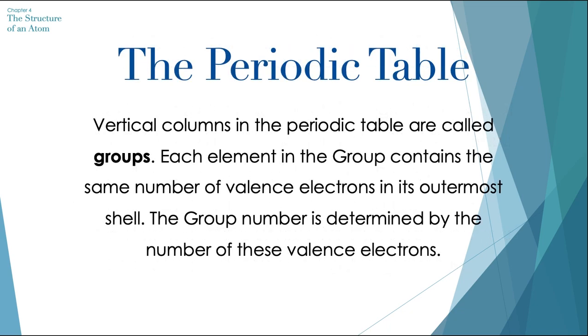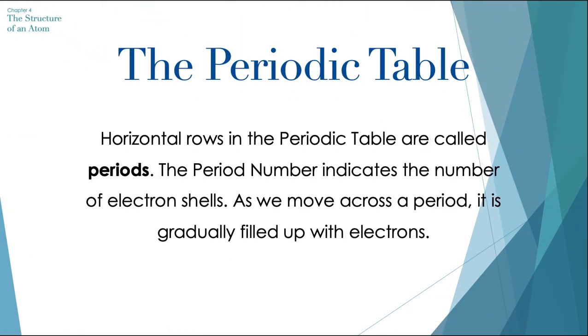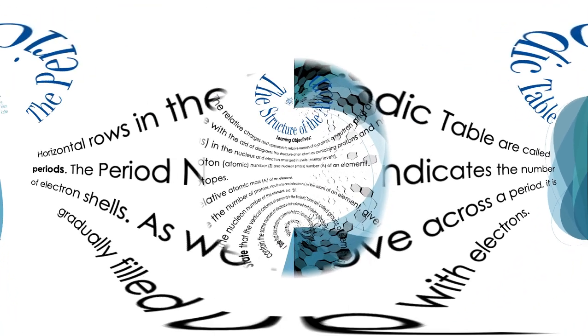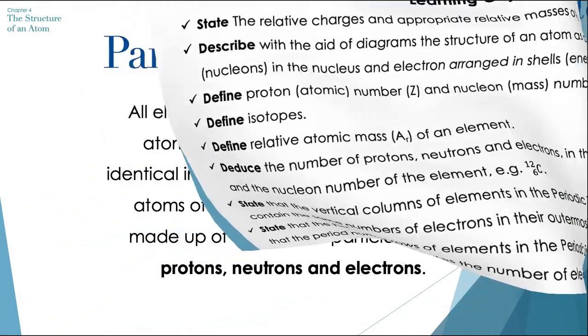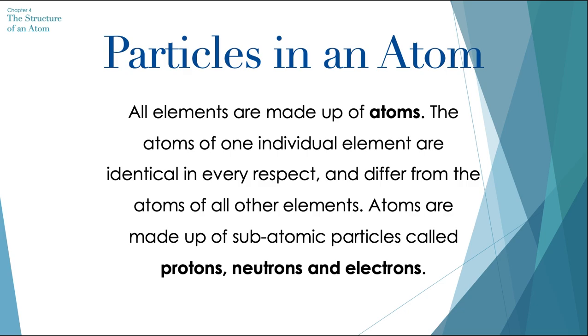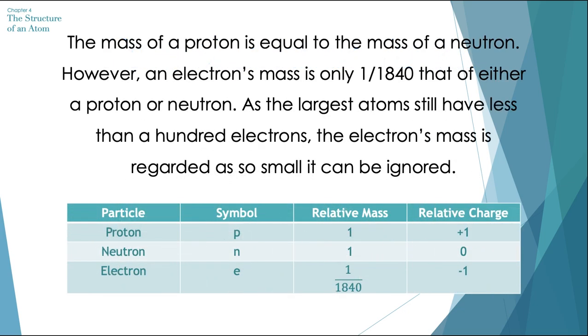The vertical columns in the periodic table are called groups. The horizontal rows in the periodic table are called periods. So this was it for today's chapter. It was a very fun chapter, as you can see. And in this chapter, we've learned about the particles in an atom, protons, neutrons, and electrons. What are the weights and the symbols and the charges of these little particles?